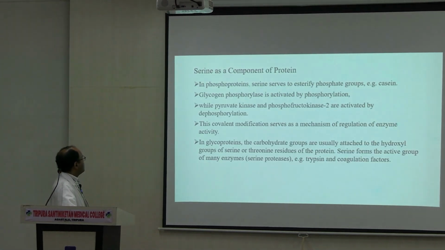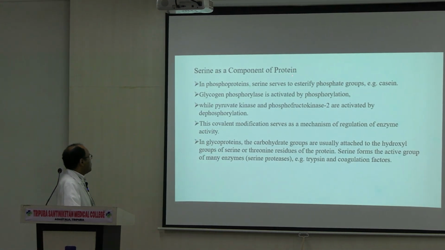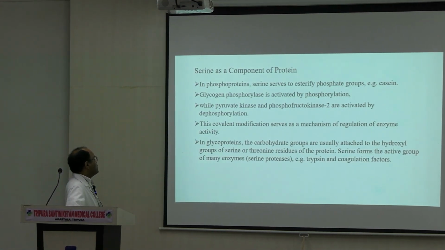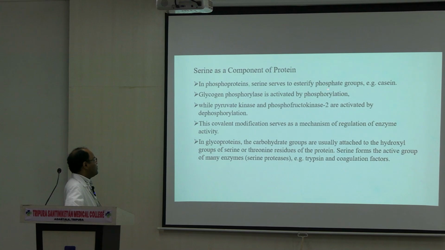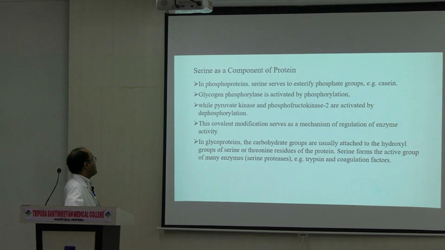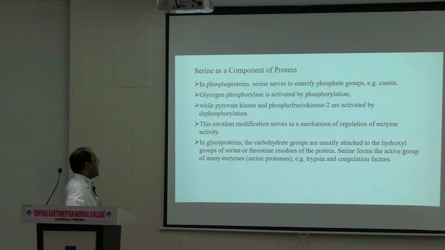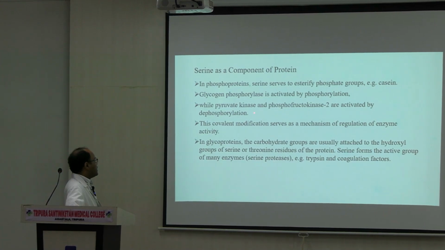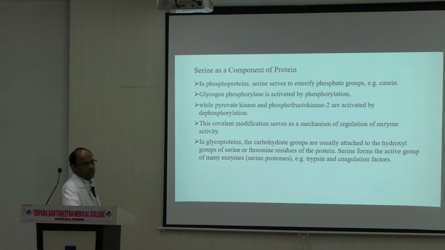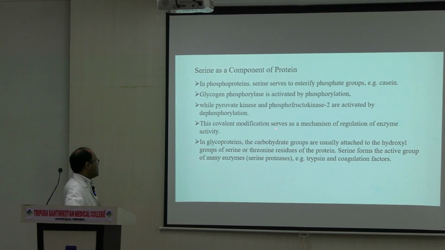What is important? Serine is a component of protein. In phosphoproteins, serine serves to esterify the phosphate group, like casein. Glycogen phosphorylase is activated by phosphorylation, while pyruvate kinase and phosphofructokinase 2 are activated by dephosphorylation. This covalent modification serves as a mechanism of regulation of enzyme activity.